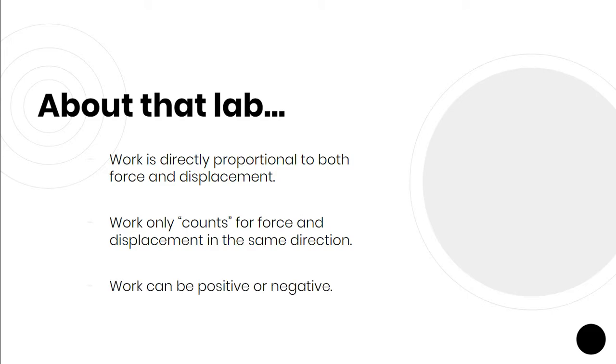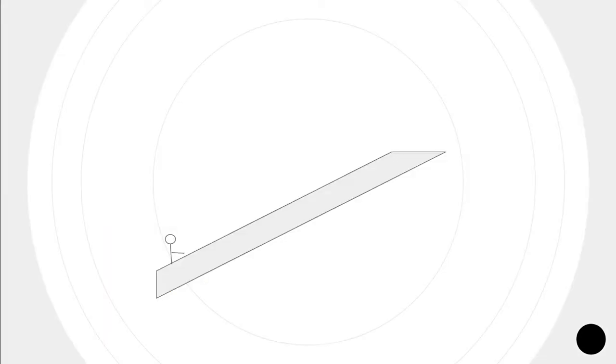Finally, we also learned that work can be positive or it can be negative. Or maybe we didn't learn that, but we will. In order to get to the point of what work is, I want to set up a scenario for us. And that scenario is just going to be a person going on an escalator. Here's our person making his way up the escalator.